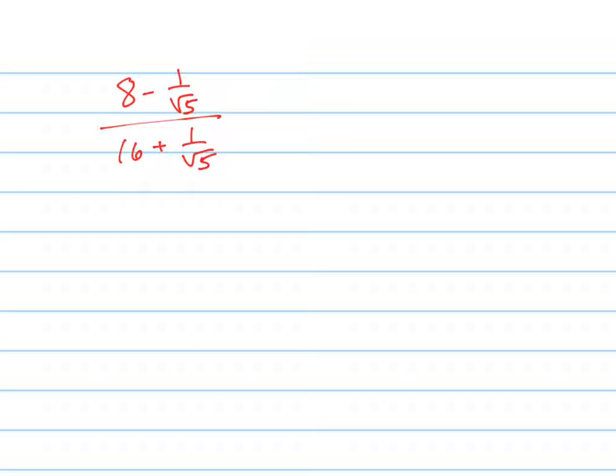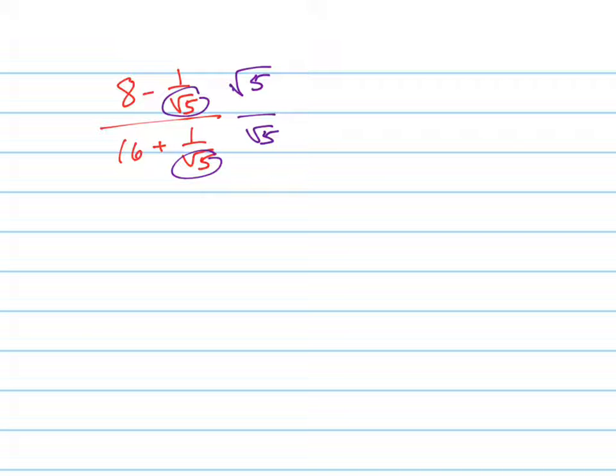So to simplify this, what we're going to want to do is multiply. The trick for this one is what's called clearing the fraction, and it kind of takes care of the same thing. Notice that the denominator is the same for the top and the bottom. So to clear that, all you really have to do is multiply by root 5 on the top and the bottom. And that's something you just recognize.